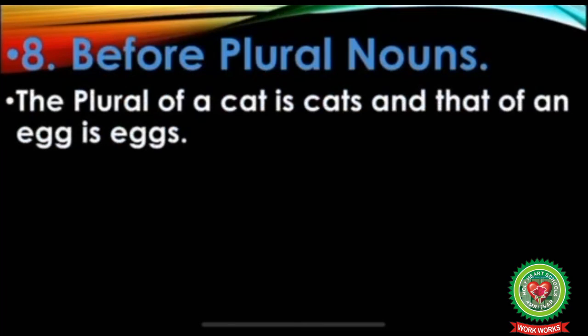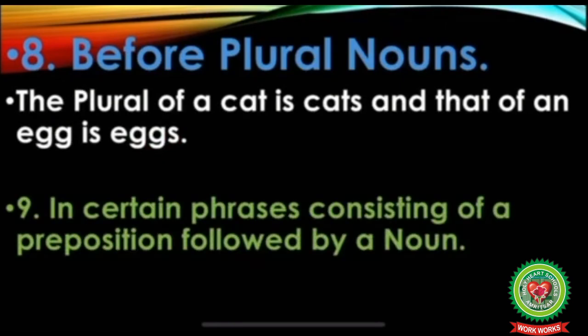Before plural nouns, obviously children, I am telling you again and again, a or an, both these articles are used with singular nouns. The plural of a cat is cats, so we will not be saying "a cats." That of an egg is eggs, we will not say "an eggs." So an egg is singular, eggs is plural.